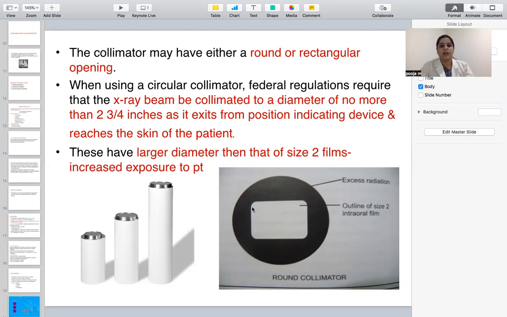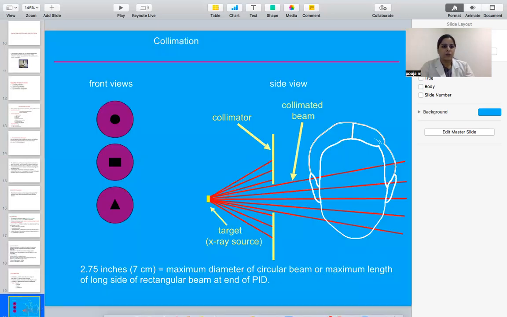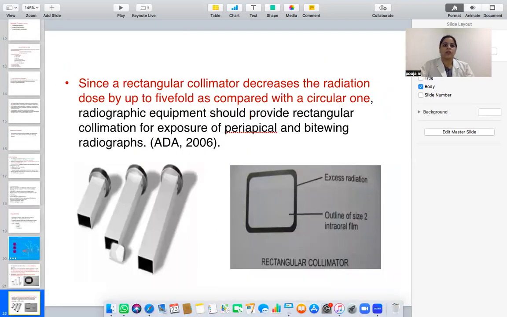As you can see, this is our film and this is with the use of a round collimator. So you can see the dark area or region in the picture is with the use of a round collimator. This is the amount of excess radiation which a patient is exposed to with the use of a round collimator. So because of this, rectangular collimator is most preferred amongst all of these.